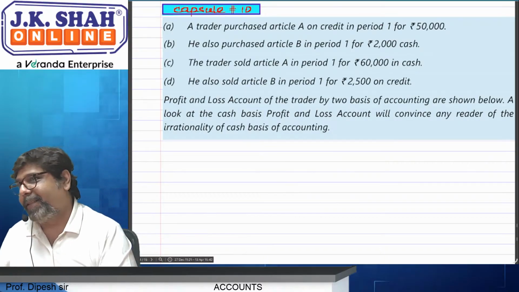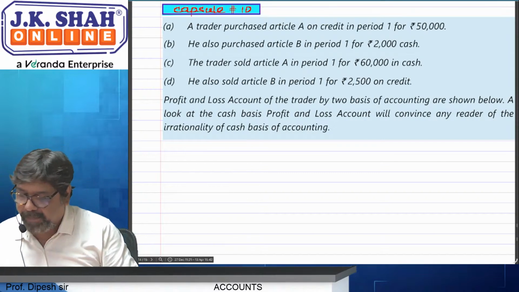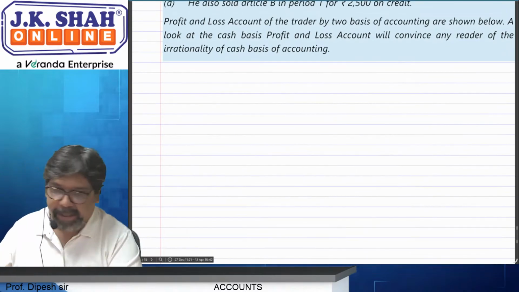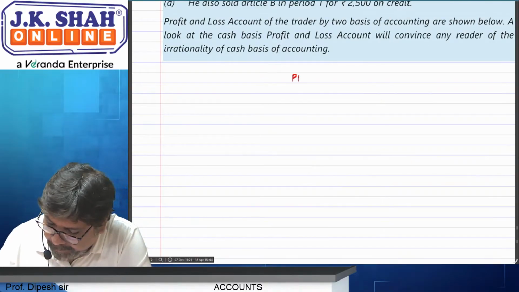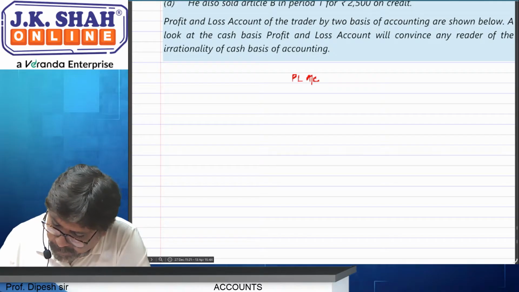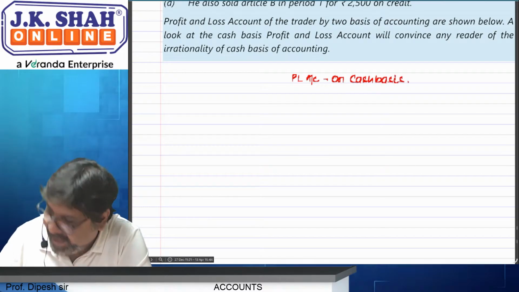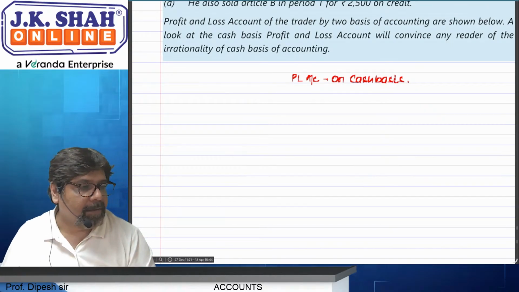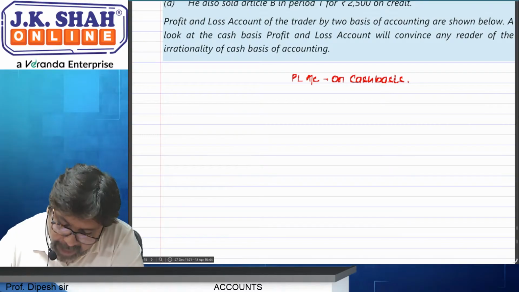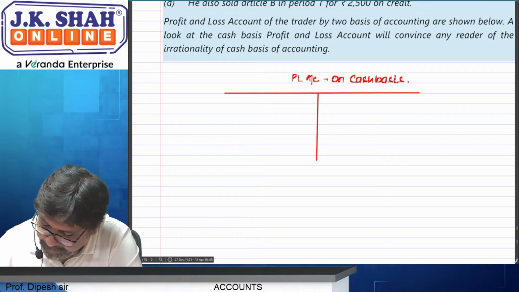But in accrual basis, how much I have spent and how much I have earned, the difference will go to profit. Am I clear? So first I will prepare the PL account on cash basis. Correct? Prepare PL account on cash basis. Now, the game is about to begin. Ready?